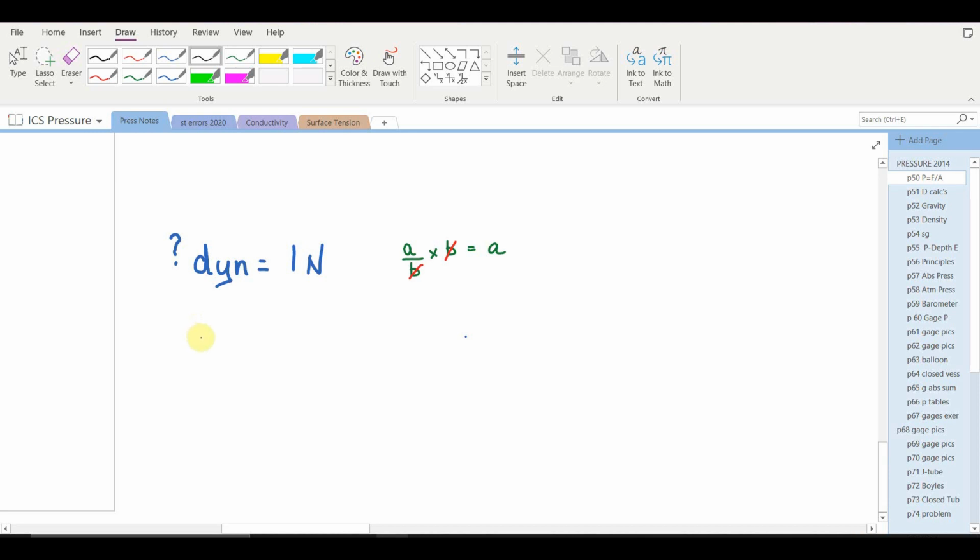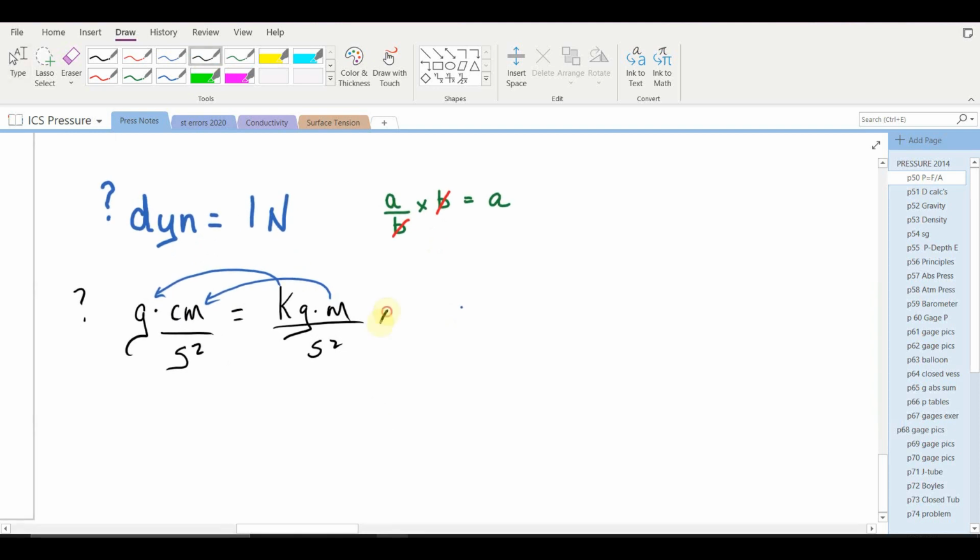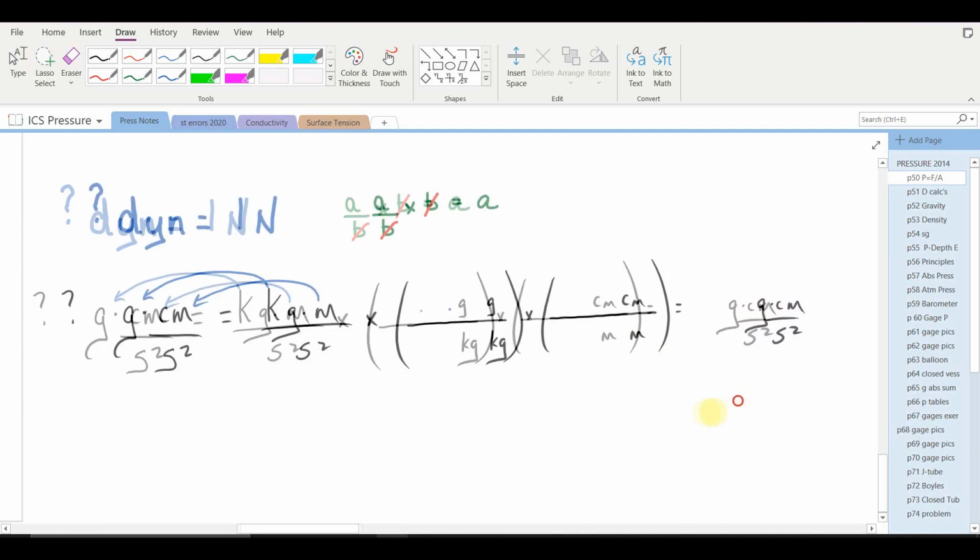Well, a dyne is defined as a gram times centimeter per second squared, and a newton is a kilogram times meter per second squared. So we can convert kilograms to grams and meters to centimeters, and that should do it for us. We'll need 2 conversion factors. I'm going to cancel out kilograms, go to grams, and we're going to cancel out meters and go to centimeters. And we should wind up with grams times centimeters per second squared, or dynes.